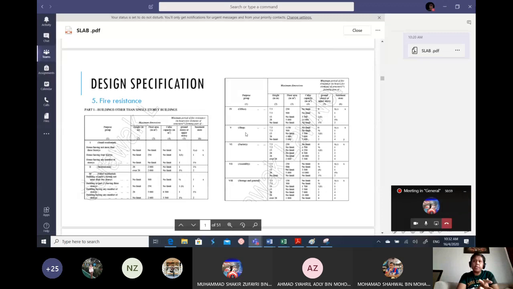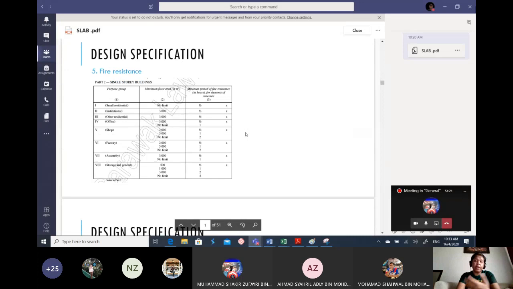You tak belajar lagi semester ni, semester 7 nanti korang akan belajar law in civil engineering. So dekat situ semua dia akan ajar, how we have to follow, contohnya to determine the fire resistant, untuk fire escape, fire resistant door dan sebagainya. Okay, ini adalah design specification untuk fire resistant, continue.